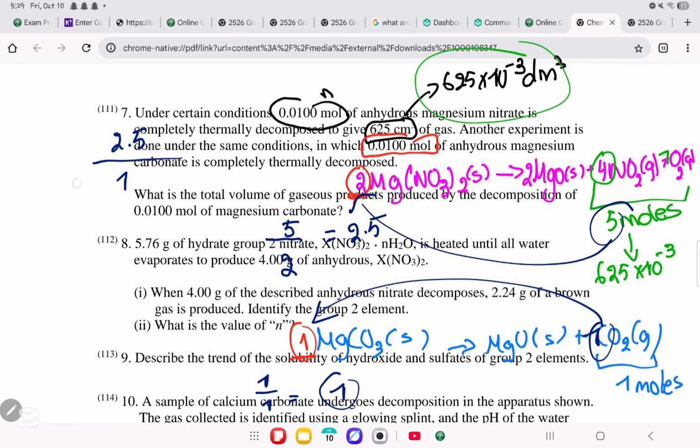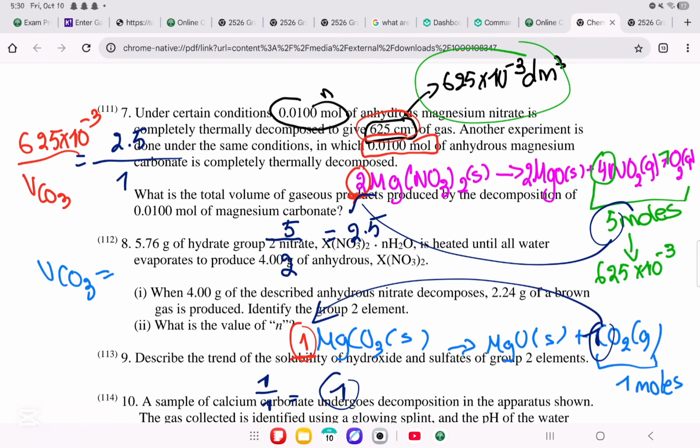Alright, now what can we do with this? We can put the volume that we found from the nitrate. What's the volume of the nitrate? It was 625 times 10 to the power of minus 3 decimeter cubed divided by the volume that we need to find, or the volume of the carbonate. So now you just do crisscross and you're supposed to get an answer of what? So then after you solve it, you're going to get that volume of CO2 is equal to what?